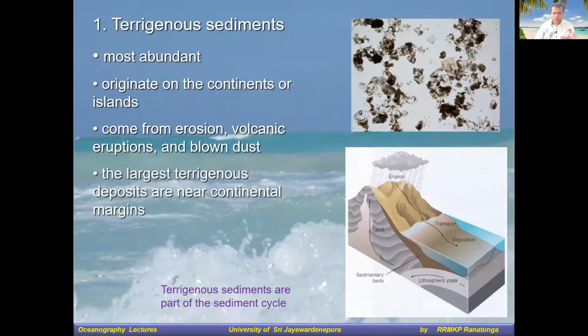Very briefly, Terrigenous sediment is the most abundant sediment, and it comes from the erosion or weathering of rocks, and also from volcanic eruptions. As you can see here, there's no separate science for volcanogenic sediment because it's a part of the Terrigenous sediment. But our classification is much better, right?